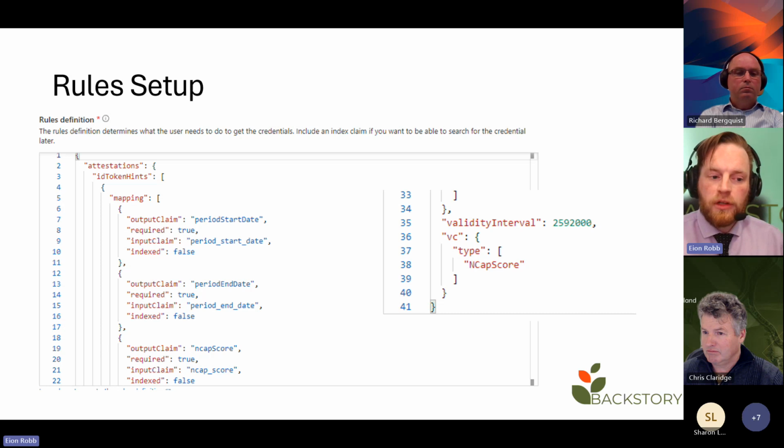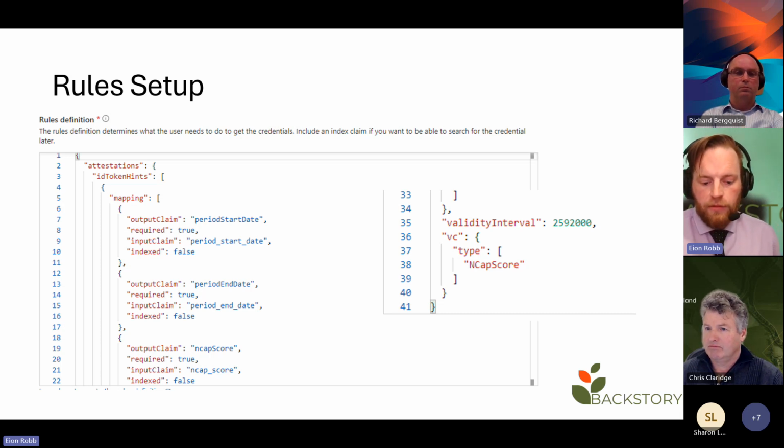And indexed is an interesting one. It's kind of separate to this, but you can search credentials across the network. And if you say that there's an index field, then for example, that might be a farm ID number or a user email address or something like that, something that you would search on to find the rest of that information. So you could say, show me all the NCAP scores that are in the network for this particular farmer.